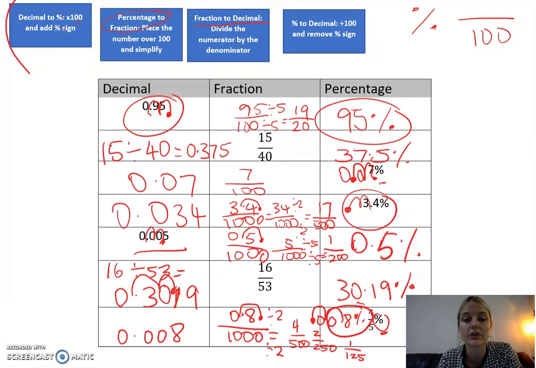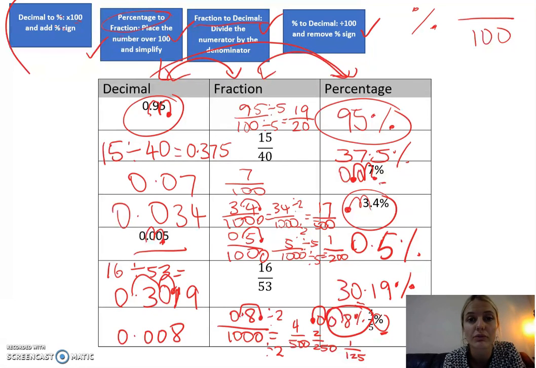That's the end of this video. So hopefully you're feeling a little bit more confident in converting between percentages, fractions, and decimals. Remember that these are 4 rules that you need to remember. And if you know these 4 rules, you are able to convert between any of these. Good luck.